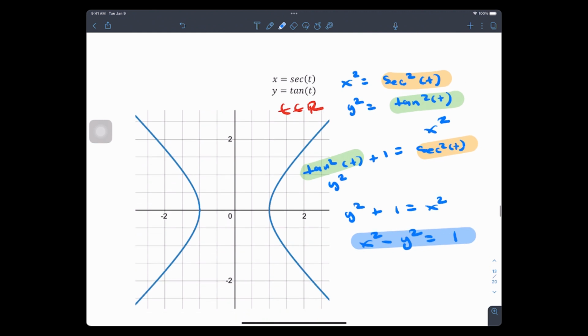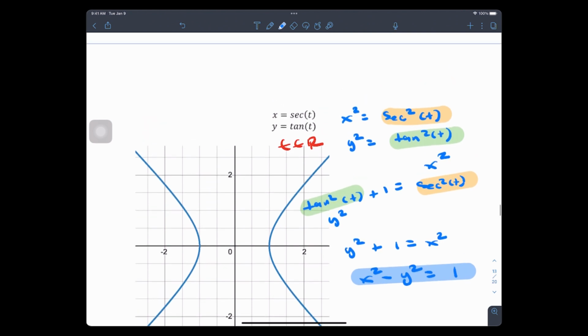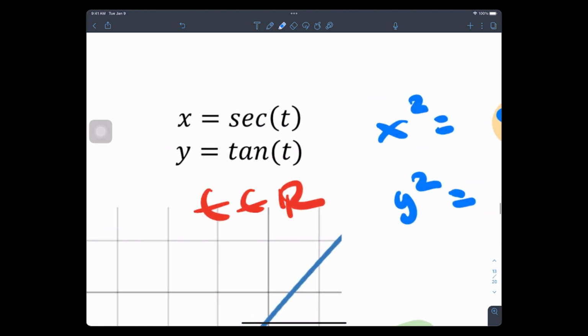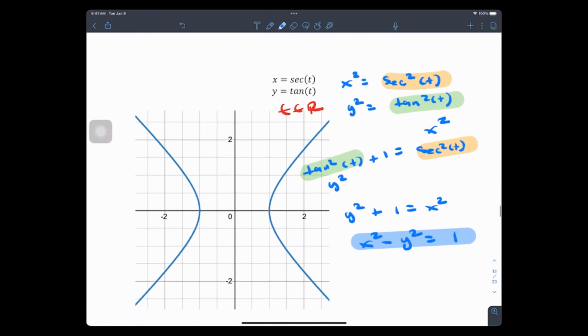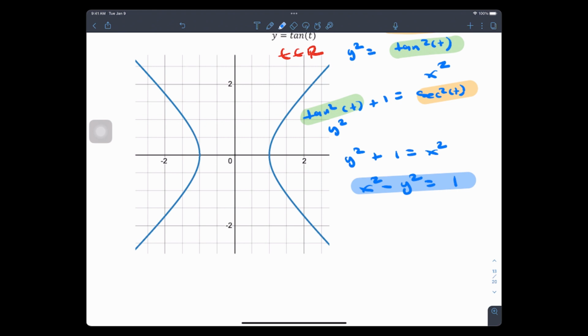So back in the day, they would say, hey, graph this. And you know what you had to do? You had to do a little bit of algebra and trig. Use a trig identity. And then you got to remember, hey, what's x squared minus y squared equals 1? Well, that's an equation of a what? Hyperbola. Okay?